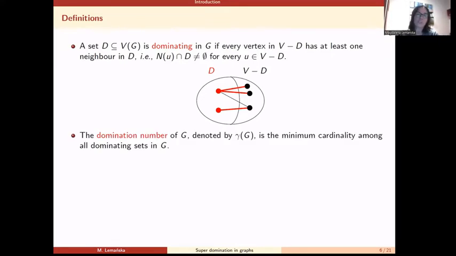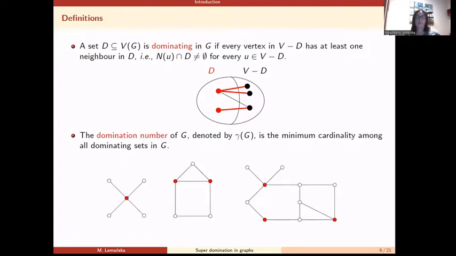And we are usually interested in the minimum number of vertices in such a set. So we are interested in the minimum such sets. And the minimum cardinality among all dominating sets in G is a domination number of G denoted by gamma of G. And here we have some examples.